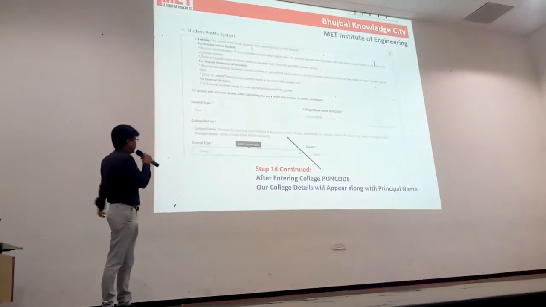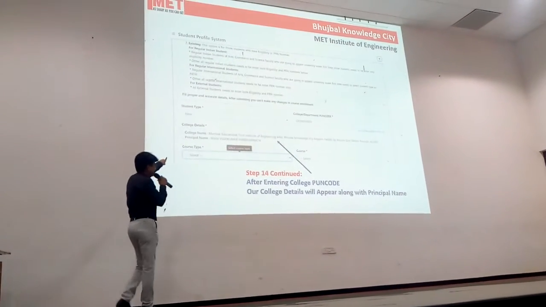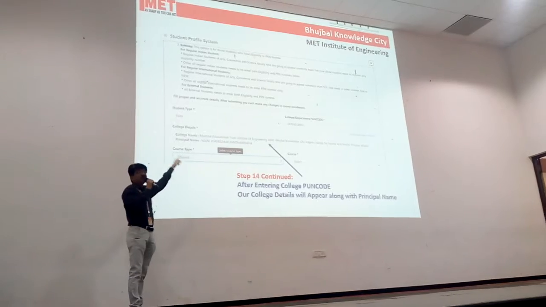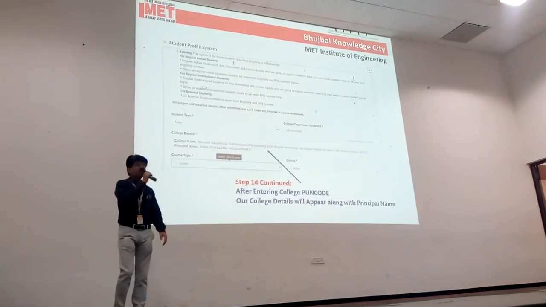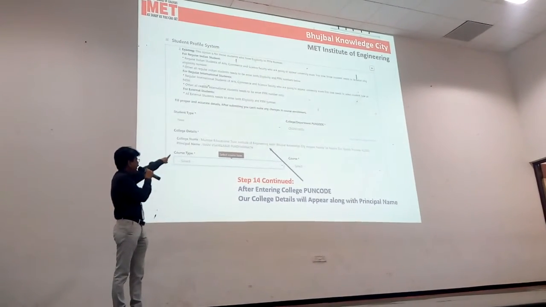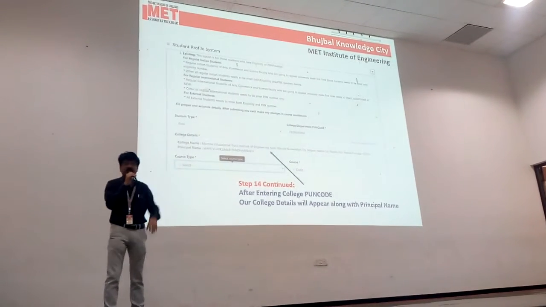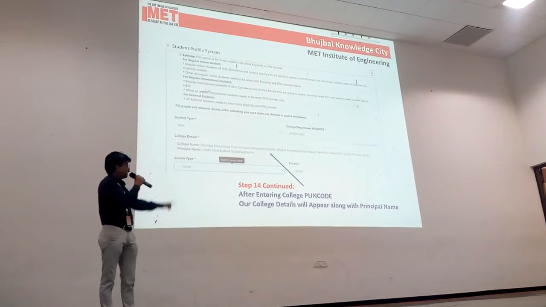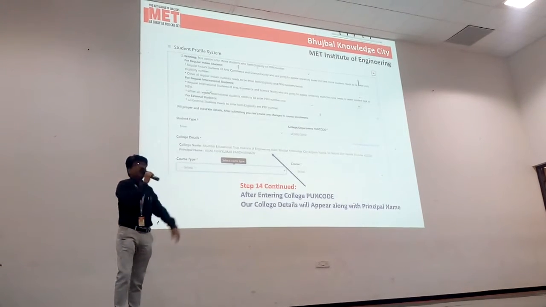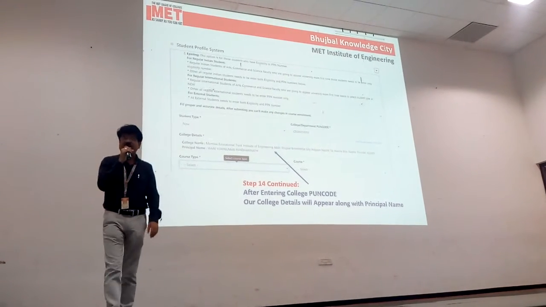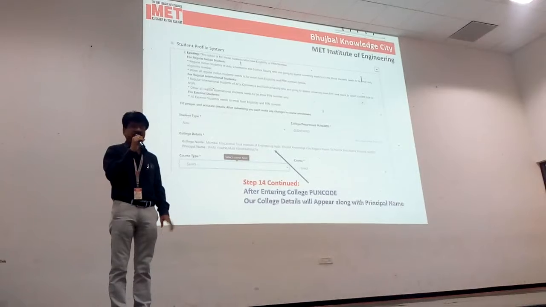Okay. Once you enter, immediately our college name and principal name will appear. Verify that. Our college name will appear as Mumbai Educational Trust, Institute of Engineering, and full address is there. And our principal name is Dr. P. Vani. Okay? Is it clear?